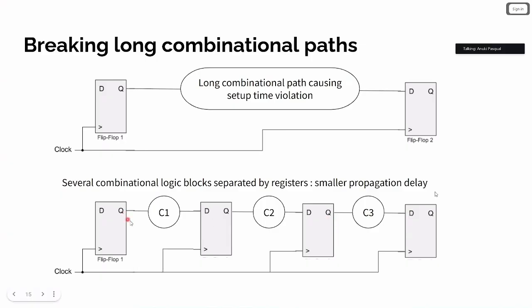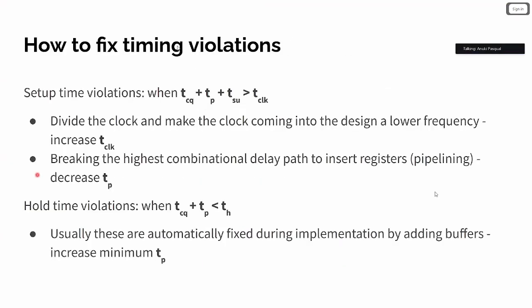Because for setup timing requirements, we consider the behavior between two flip-flops. These two are independent. So because of that, we only have to consider the propagation delay of this part and this part and this part. Because we have broken down the circuit, each propagation delay will be smaller. And then our setup time requirement will be fine because we are having a lower propagation delay.